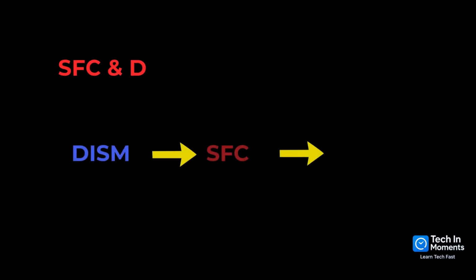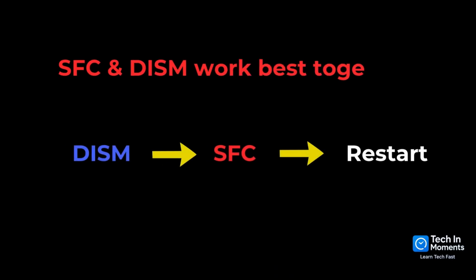So to sum it up, SFC and DISM work best together. DISM repairs the base system image, and SFC fixes the files that depend on it. If your PC feels slow or buggy, just run both. DISM first, then SFC, followed by a restart, and most issues should be gone.